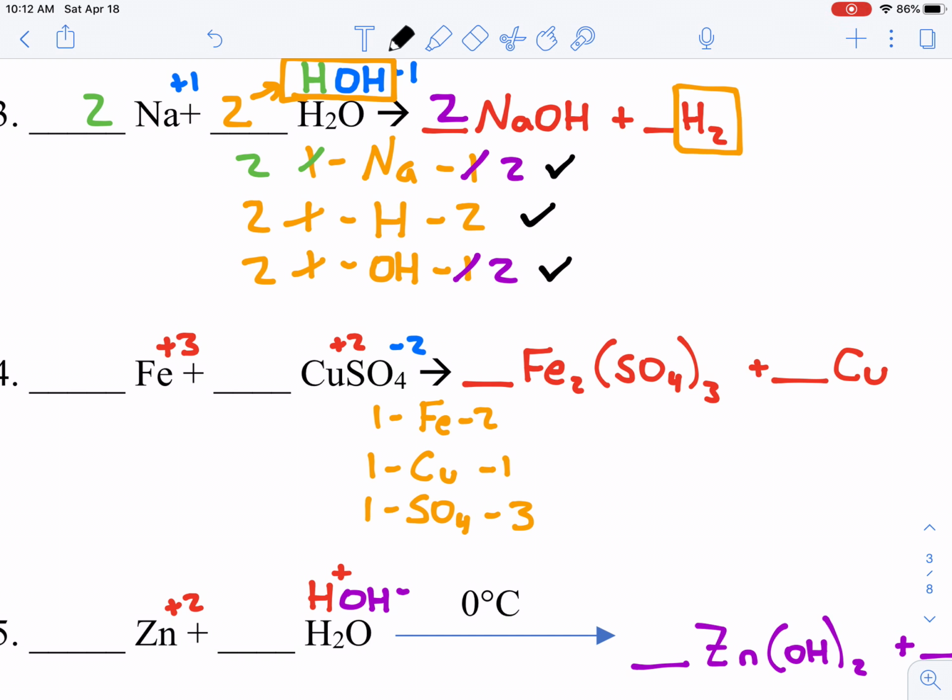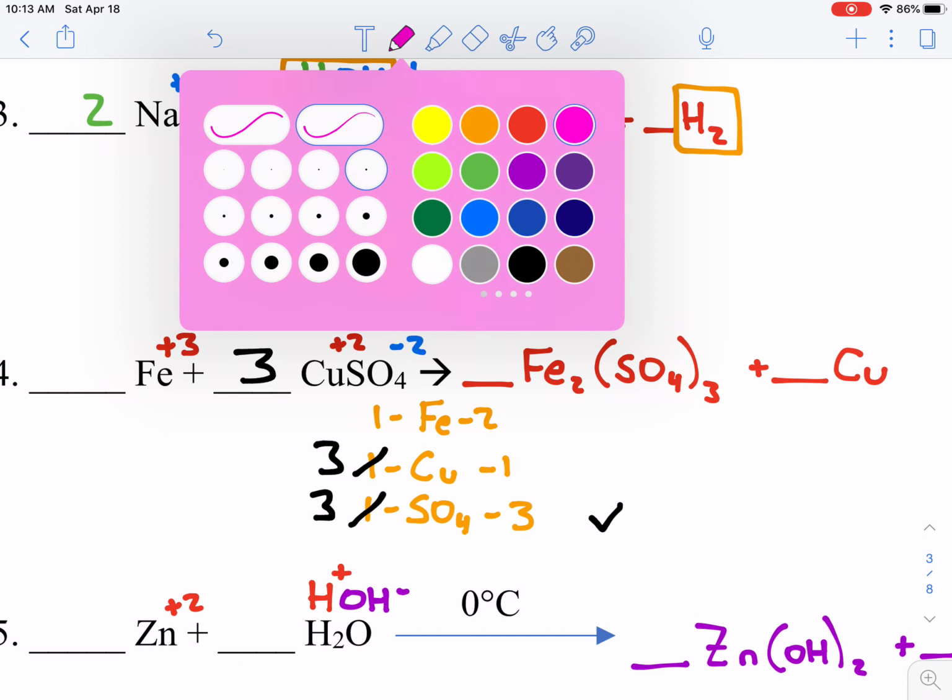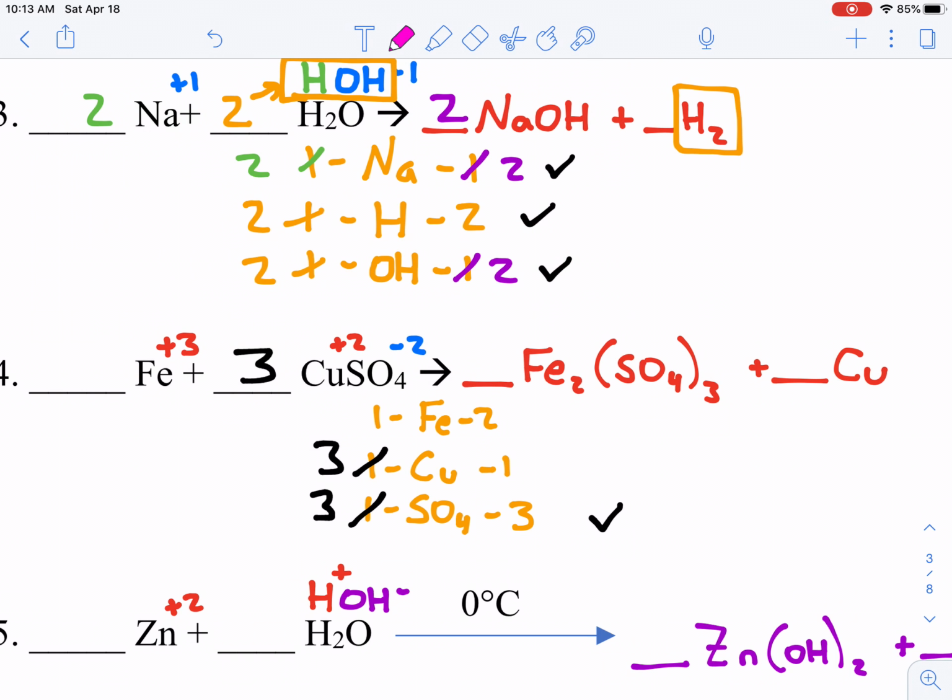In order to balance SO4, we need to put a coefficient of 3 in front of copper 2 sulfate. That'll give us 3 sulfates on the left. It'll also give us 3 coppers on the left. So we've fixed sulfate, but we have a problem with iron and copper. They're both by themselves, so we should save them both for last, but they're both similar, right? So let's fix copper first as we go up the list. If we put a 3 here, that gives me 3 coppers on the right. That's good. And then if I want to fix iron, I need to put a 2 here. That gives me 2 irons on the left. That is good as well.